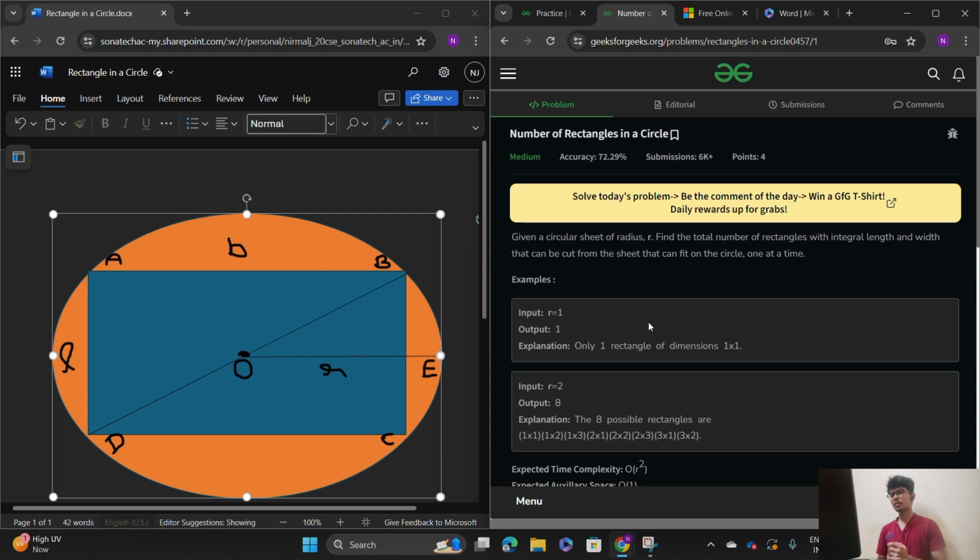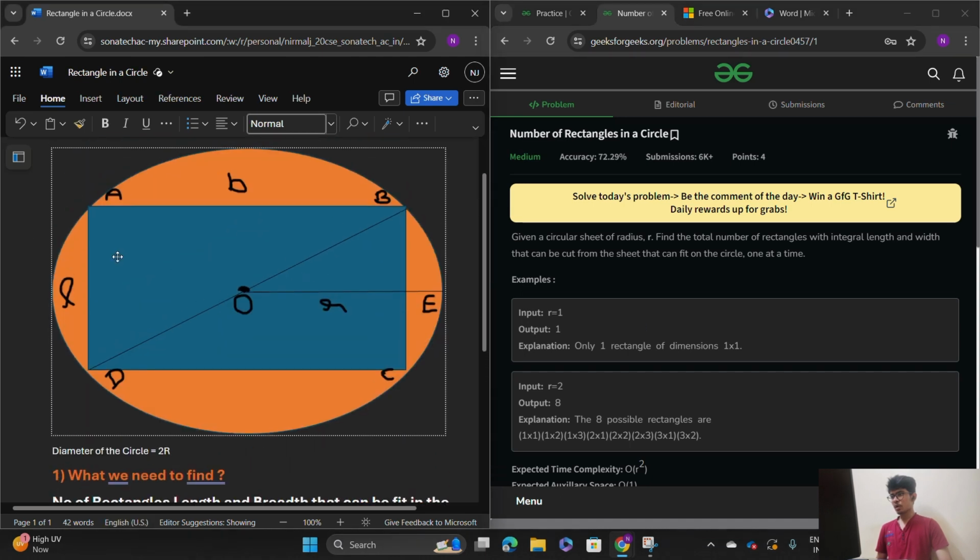So how are we able to find it out? We can move on to this problem. First of all, I have drawn a circle. You can see this in the orange color. In this circle, the OE will be there.